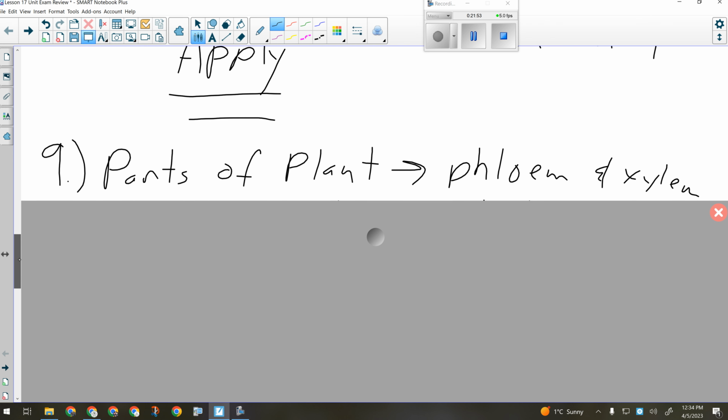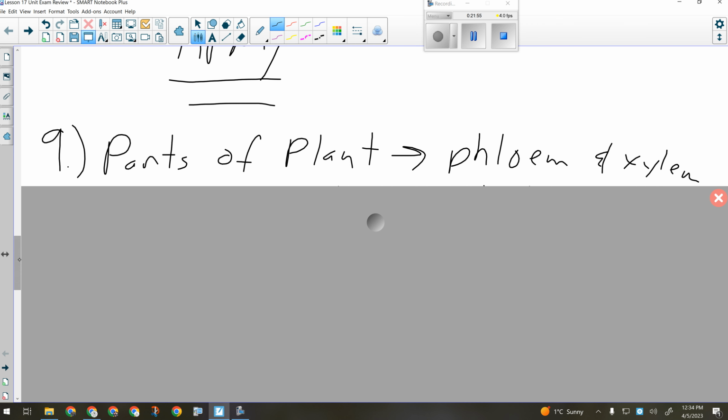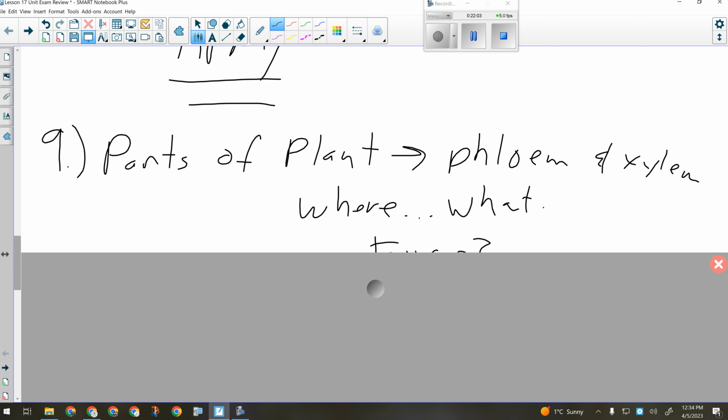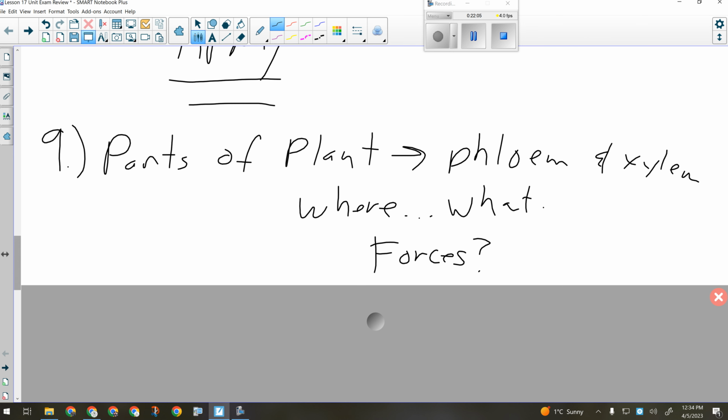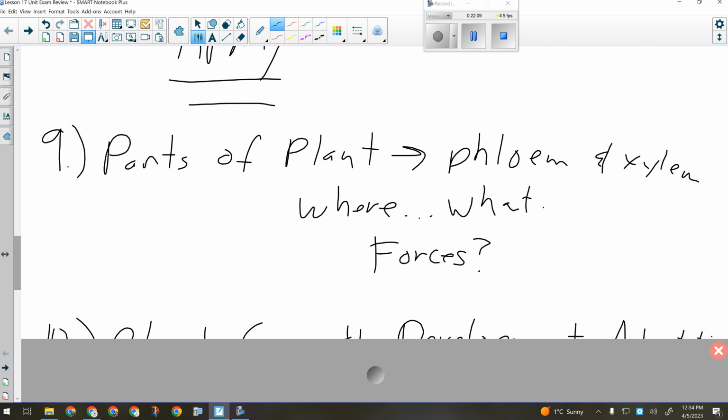All right, so definitely be able to explain that. Here's a 6-mark question that asks you about what the xylem and phloem do in the written response. Okay, what forces, all the stuff we've already talked about.